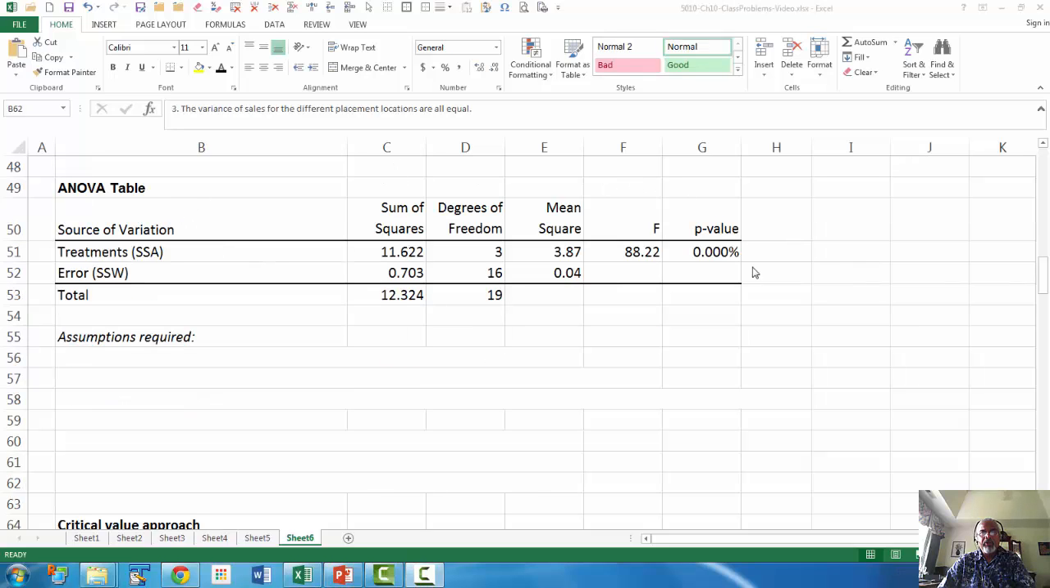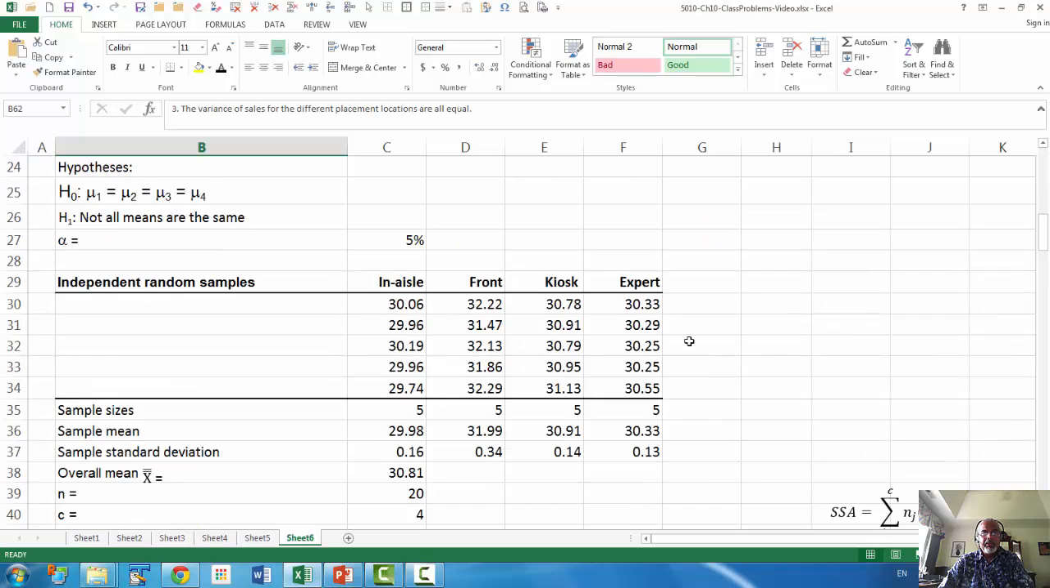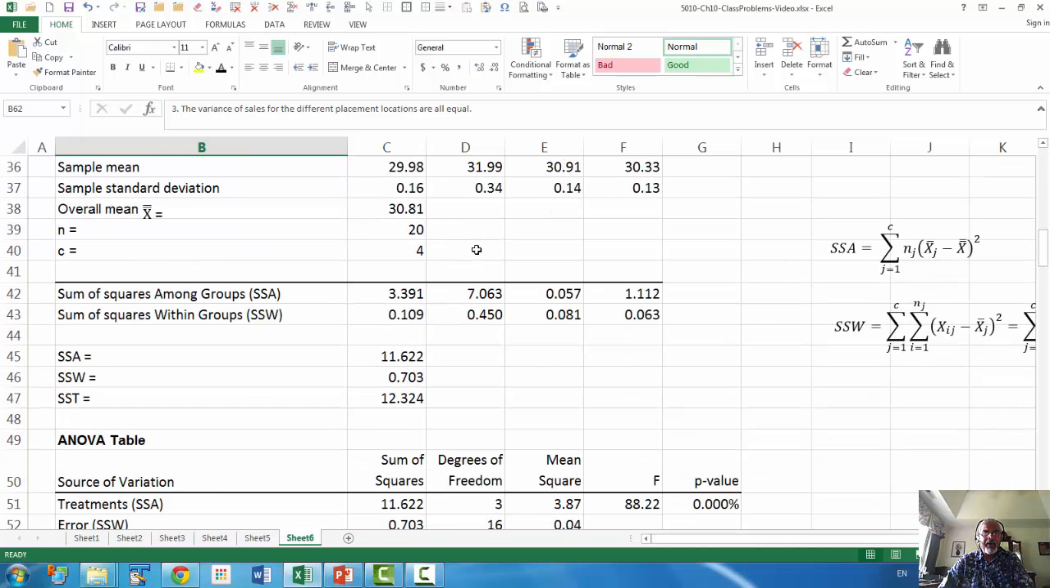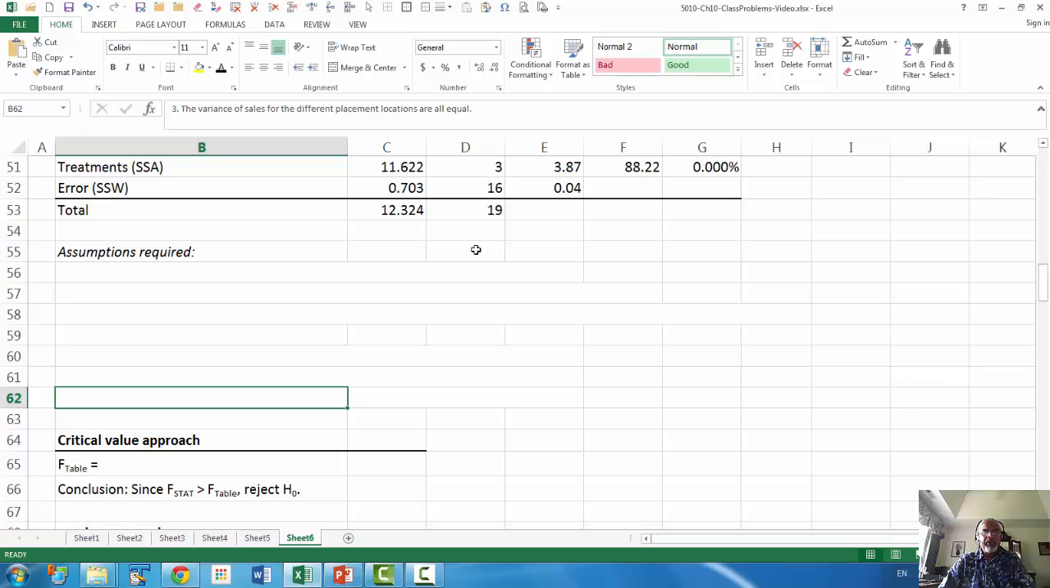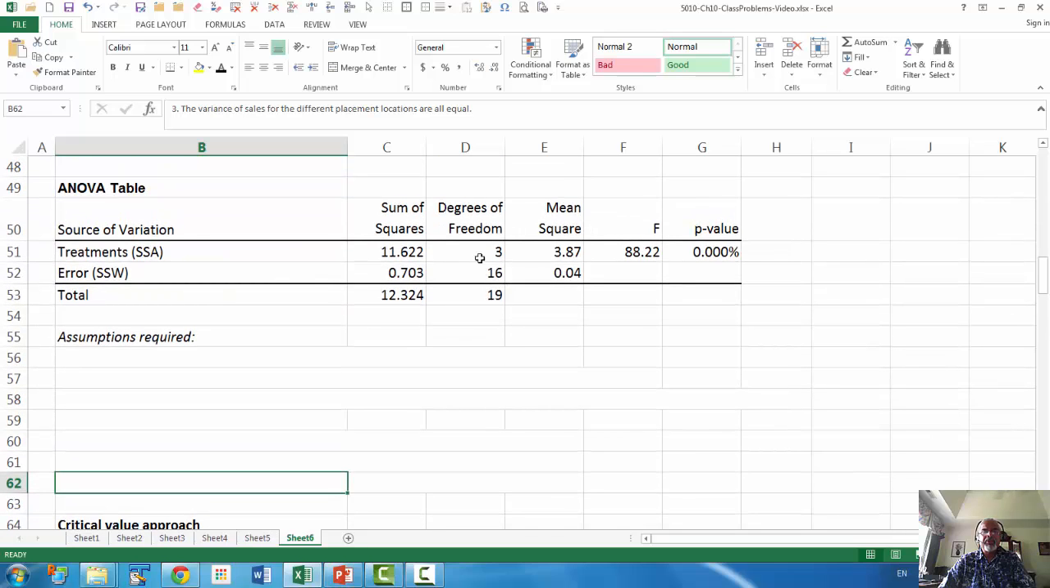Now we have the ANOVA table prepared from the previous video. Now we want to use this information to test the hypothesis stated here. All the means are the same, versus not all of them are the same. Alpha is 0.05 or 5%. So the first thing is, what are the assumptions required?